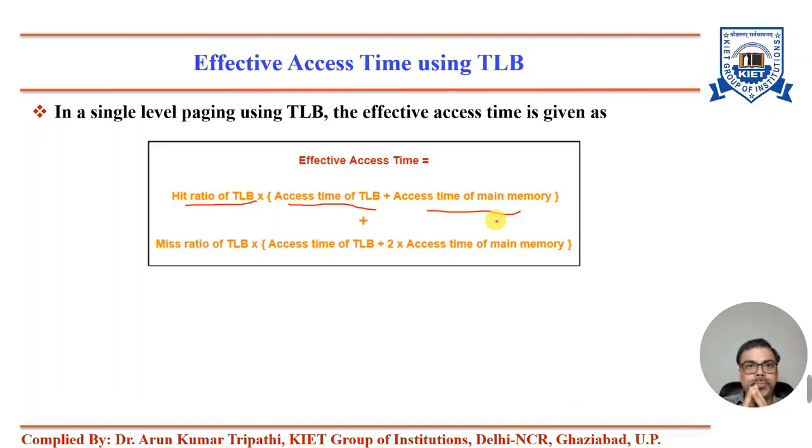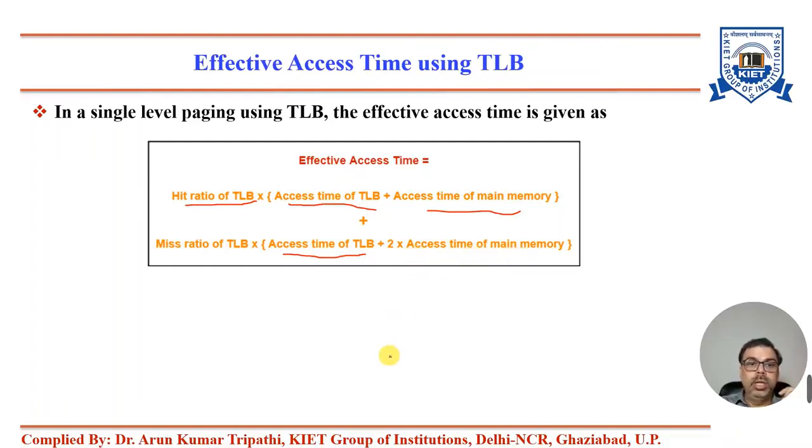If it is a miss, how will I come to know it is a miss? When I scan the entire TLB and the data is not found in the TLB, then it is a miss. So the time is the time to access the TLB plus 2 into the access time of main memory.